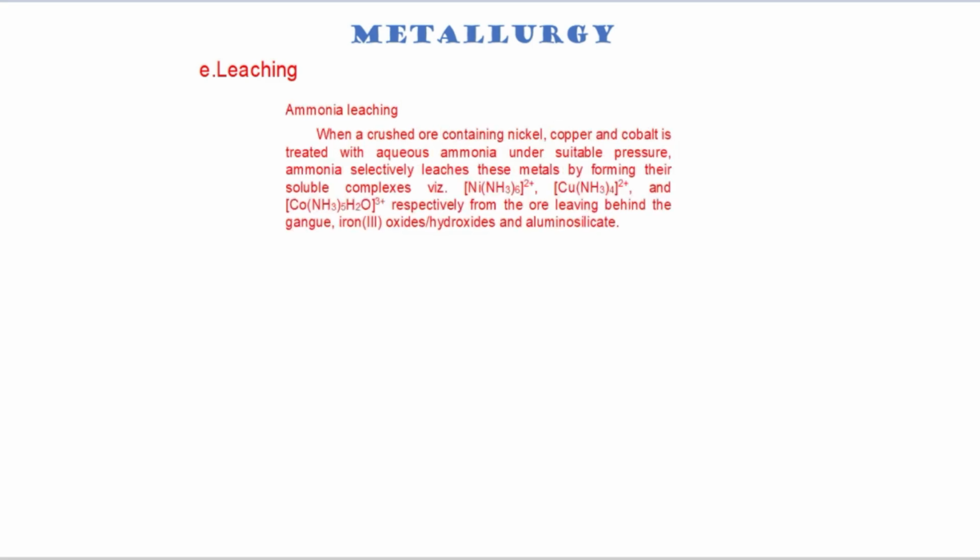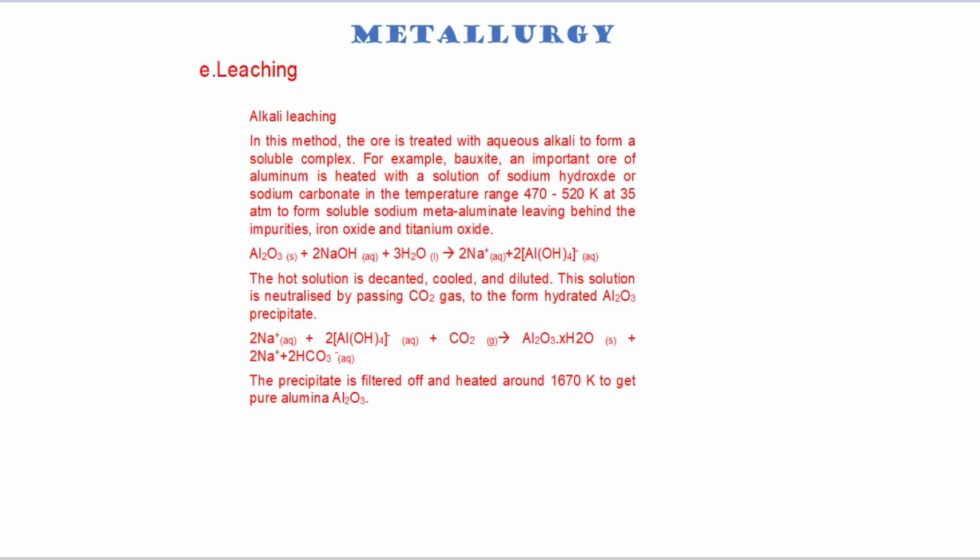Another example of leaching is ammonia leaching. Here the ore containing nickel, copper and cobalt ions are treated with aqueous solution of ammonia under suitable pressure. Ammonia selectively forms soluble complexes with nickel, copper and cobalt ions. And in the solution, iron(III) oxides or hydroxides and aluminosilicate are present as insoluble gangue.